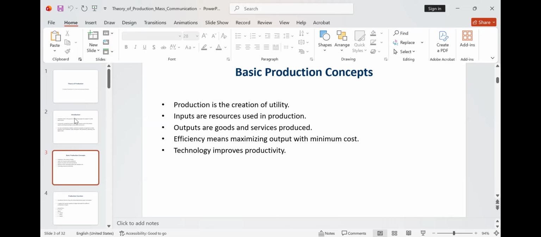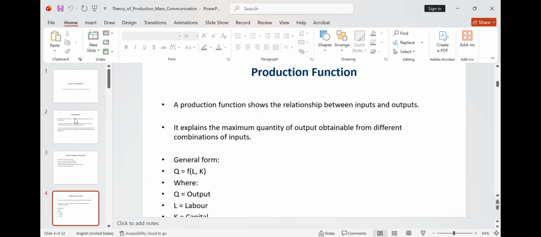Another concept of production has to do with inputs, which are the factors of production, which we call land, labor, capital. Then output, which are finished goods. Then another concept is efficiency, that means how you can maximize your output with minimum cost. Then technology, how you can improve productivity. We also went to production function, which is an equation that shows the relationship between input and output. It explains the maximum quantity of output obtainable from different combinations of input.